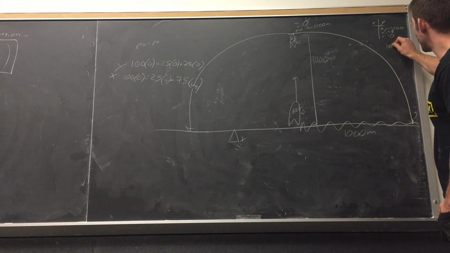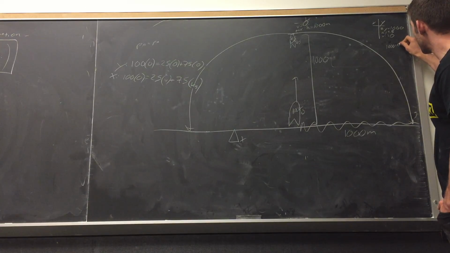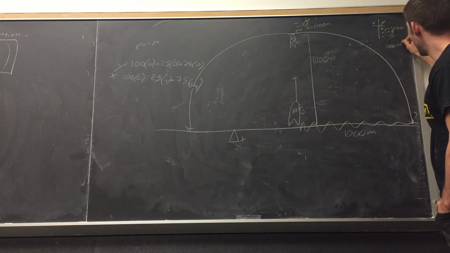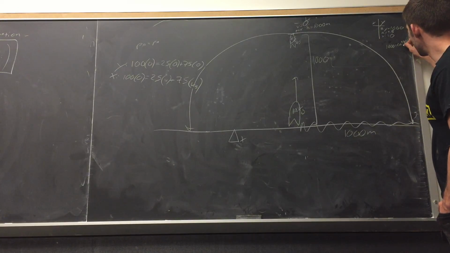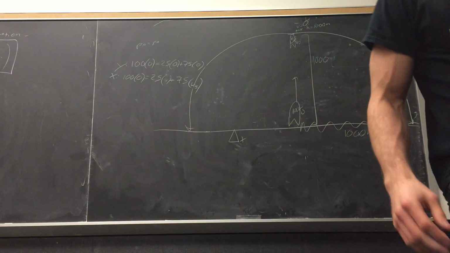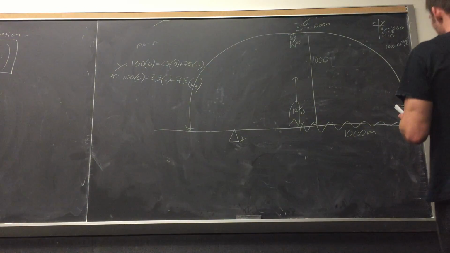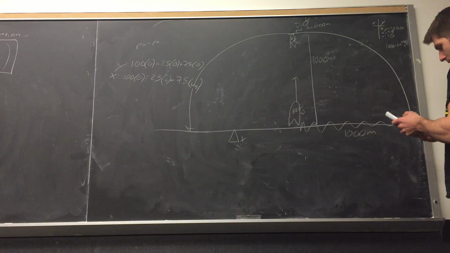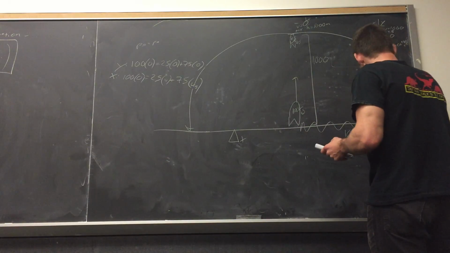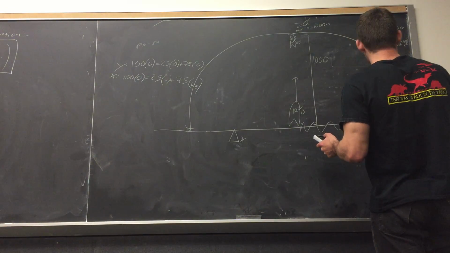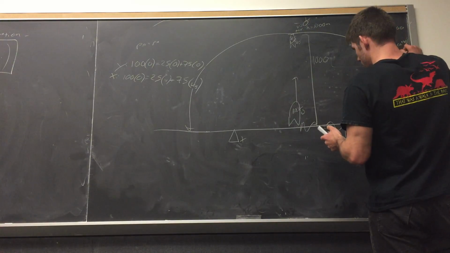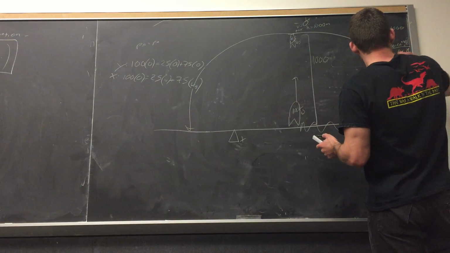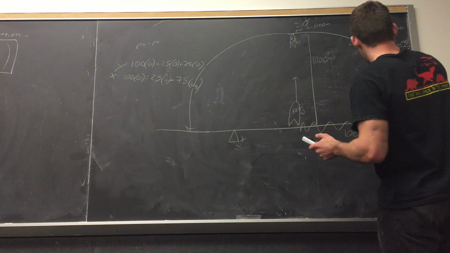Delta Y is 1,000, equal to 0 times T plus 1/2 A T squared. So 9.8 times 1/2 times T squared, and I solve for this. So 1,000 divided by 4.9, square root of that, 14.29. T equals 14.29. Okay, that's awesome.